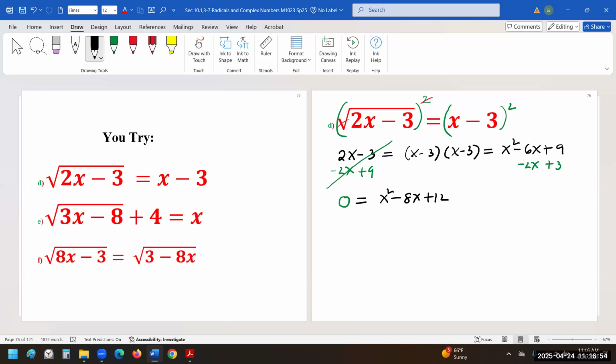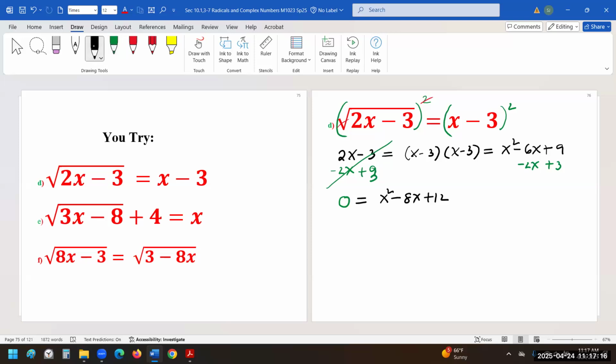Huh? It's 3, my bad. See, I added 3 on one side, 9 on the other side. I don't know why. So 9 and 3 gives us 12.